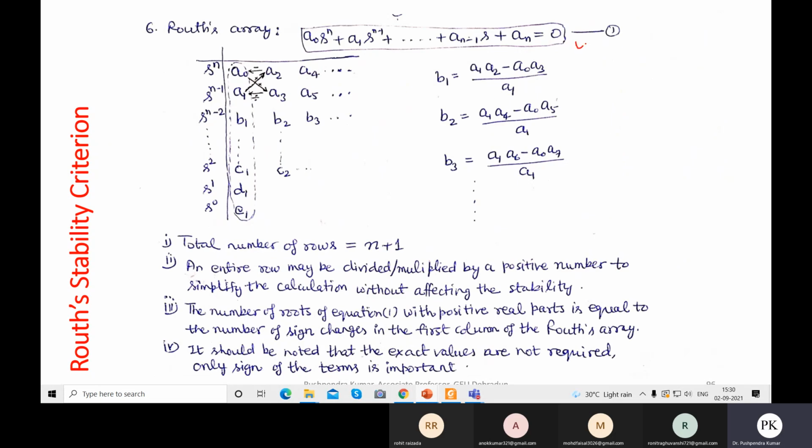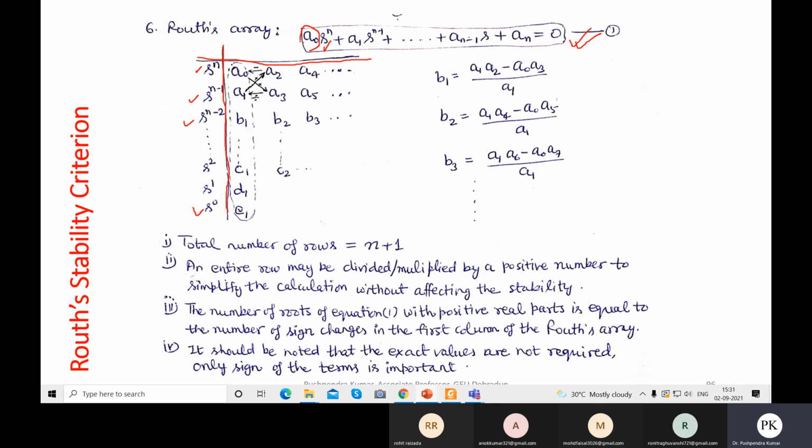Okay. So this is your characteristic equation. You write these coefficients, you make one array. Array means you make this matrix. Here you write all powers, starting with the maximum power, say s to the power n, then s to the power n minus 1, and so on, down to s to the power 0. Now you write the coefficients of this.